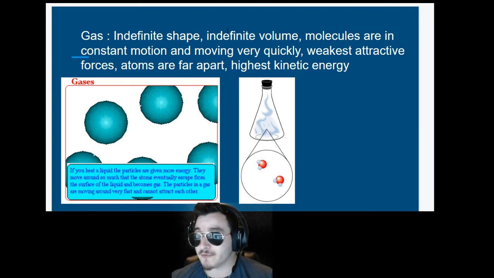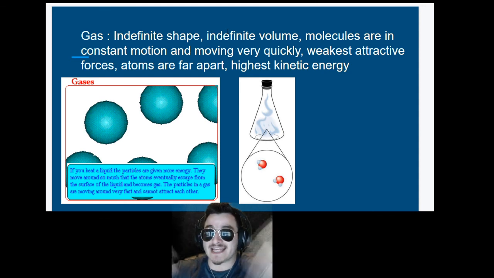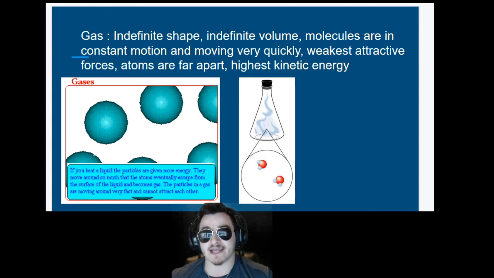In fact, the volume is whatever the volume of the room is. And of course, the shape is going to be the shape of whatever container you're putting it in. And if you're releasing it into the room that you're sitting in, the container is the room. So indefinite shape. Now, these guys are moving very, very fast. They've absorbed a lot of the heat, and that heat has been transferred to kinetic energy, which is why they have the highest kinetic energy.